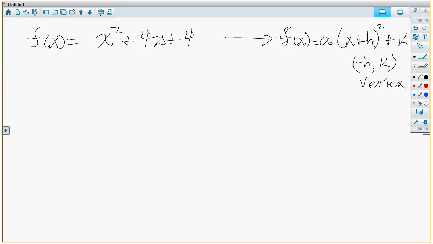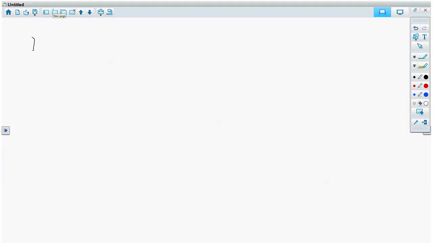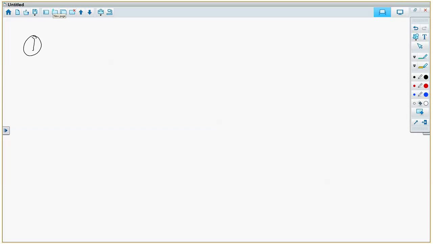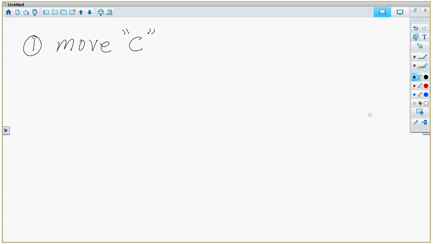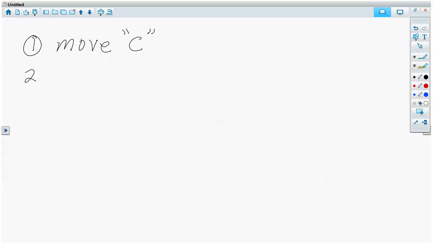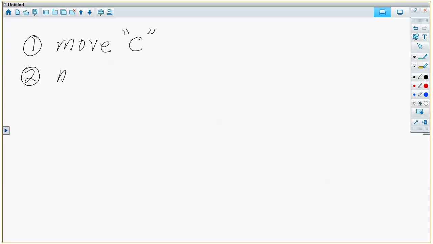Now, what do you do first? Well, we'll go to another page. The first thing you do with completing the square, move C. I wish this thing would write correctly. It's operator error. Move C. Of course, students go, which way do we move it? Well, just wait. Add blanks on both sides.